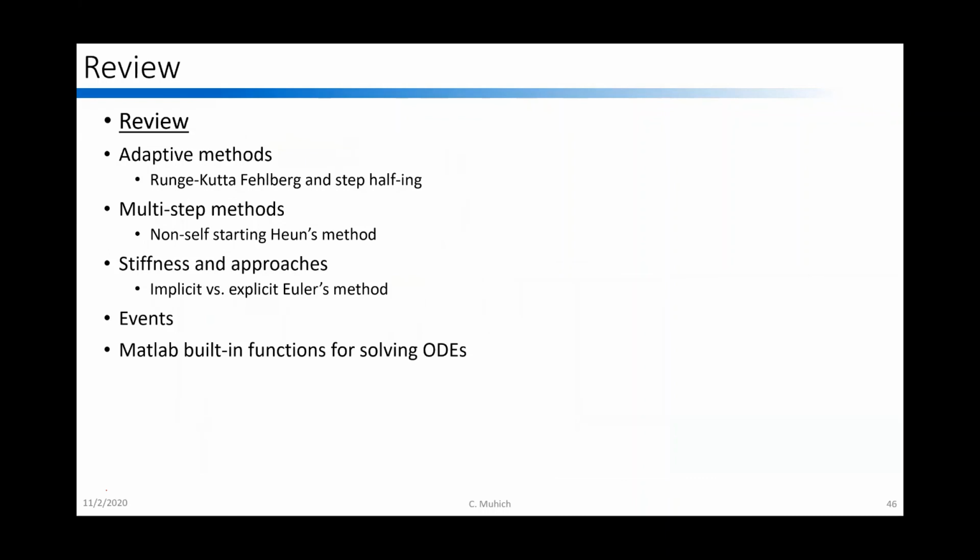So that's everything that I wanted to cover for today. As a review, we talked about adaptive methods, particularly step halving and Runge-Kutta-Fehlberg. We talked about multi-step methods such as the non-self-starting Heun's method. And then we talked about stiffness, particularly the explicit Euler's method and implicit Euler's method and the differences between the two, and how we can use MATLAB for solving ODEs, including events to generate stops in our solving.